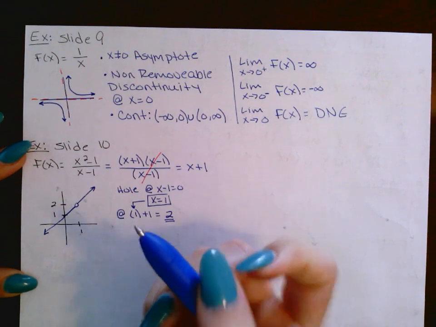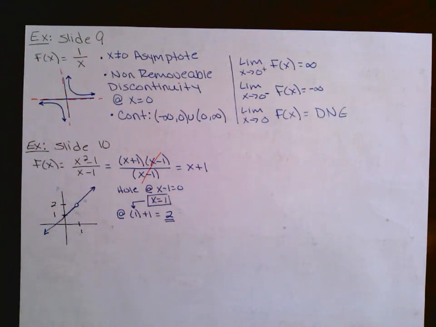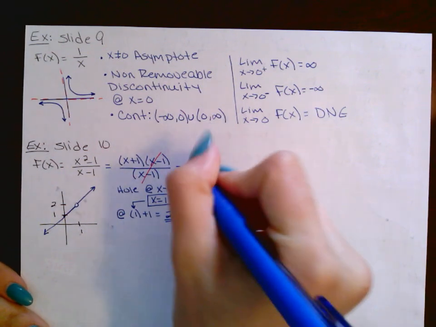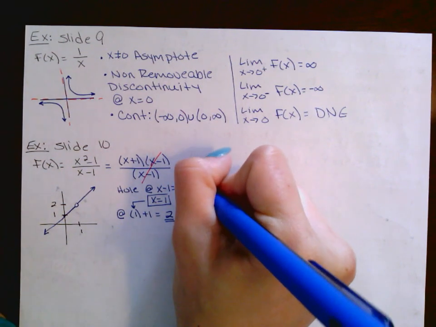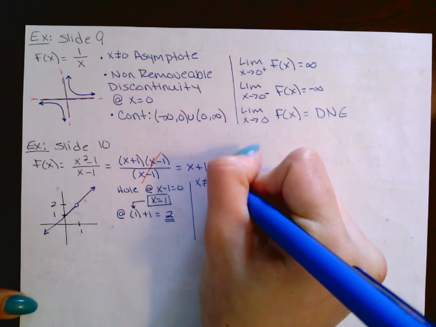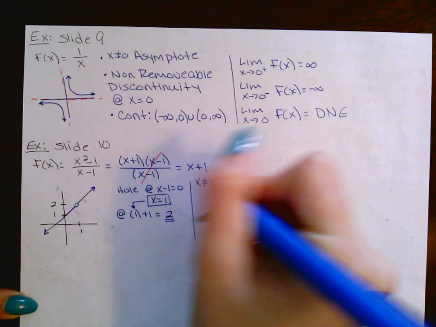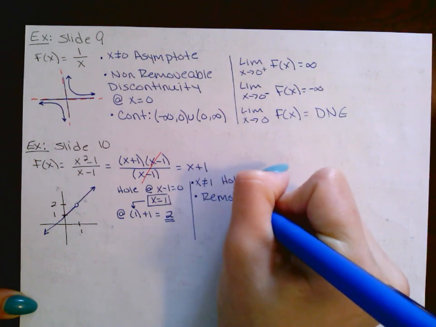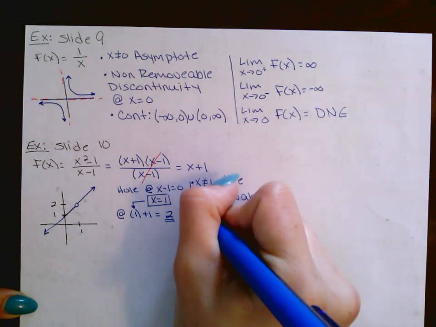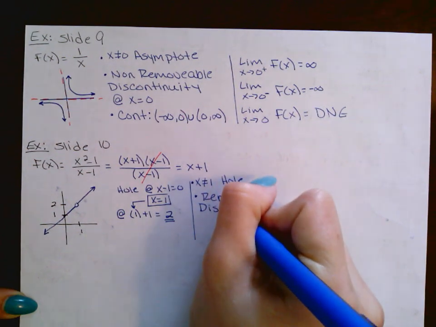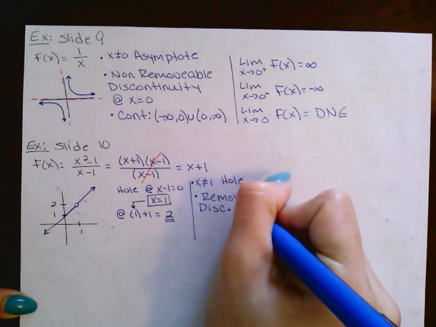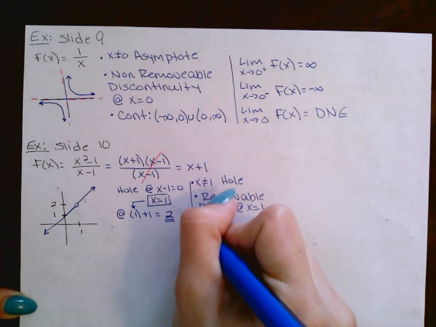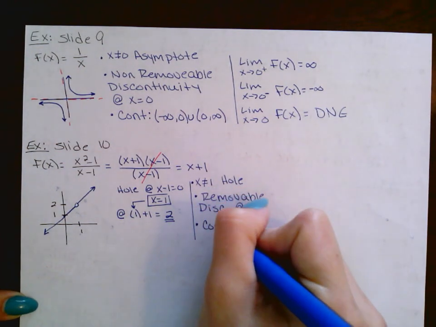And that's my function. So I can clearly see through the math and through the graph where the discontinuity is. It is at x equals 1. So there's a few things I can say. I can say that x cannot equal 1 because there's a hole. I can say that there is a removable discontinuity at x equals 1. And I can also say that the function is continuous everywhere except for 1.